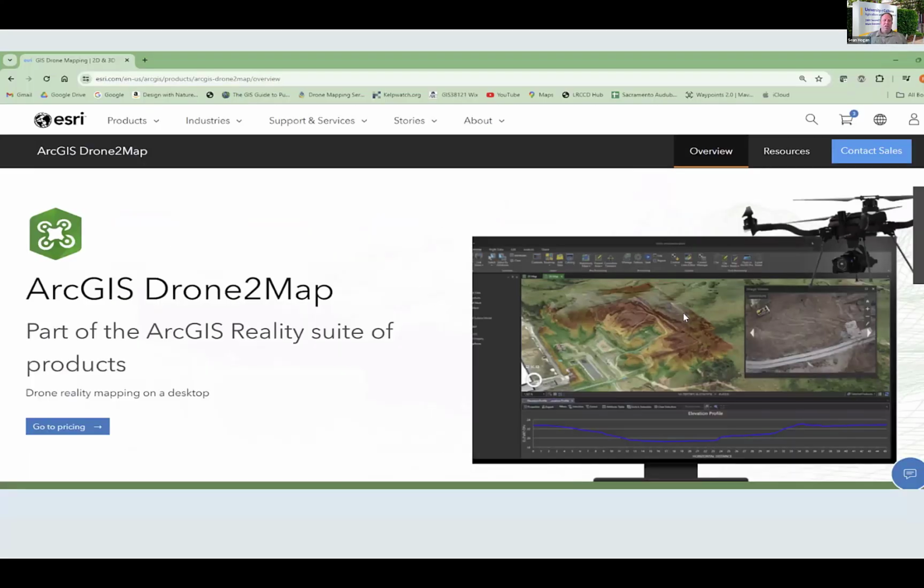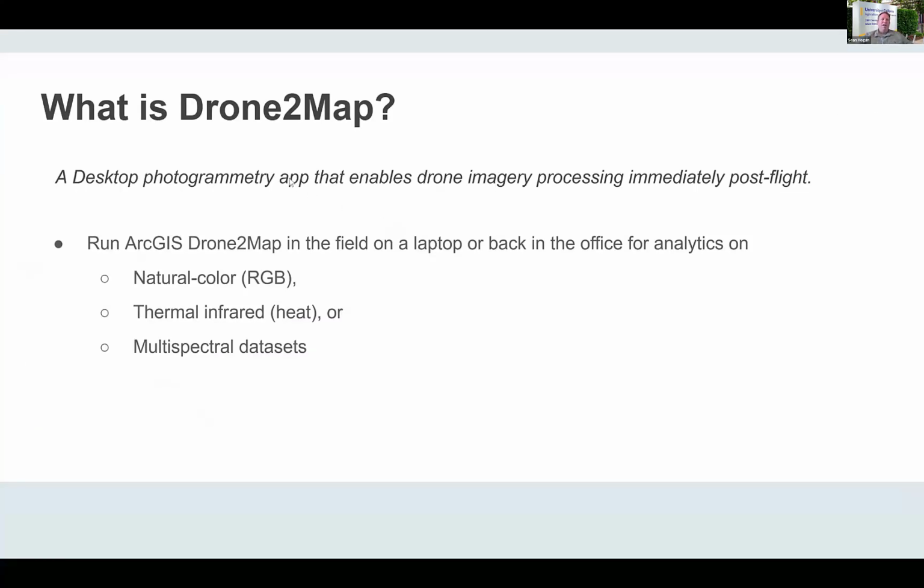Good. Now on to Drone2Map. So this is a reality suite, sometimes referred to as a reality engine, one of the terminologies that ESRI or ArcGIS have used in recent years. And I was saying earlier, this is my new favorite photogrammetry application as of just this week, now having seen that it's been improved significantly in the last couple of years. But what is that? I'll talk about photogrammetry in a minute, but it's a desktop photogrammetry app that enables drone image processing immediately post-flight.